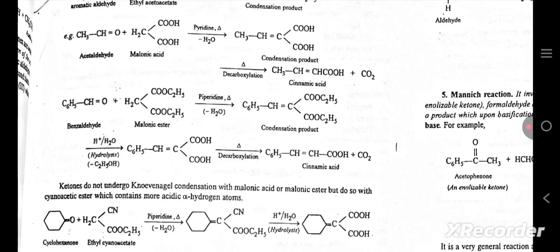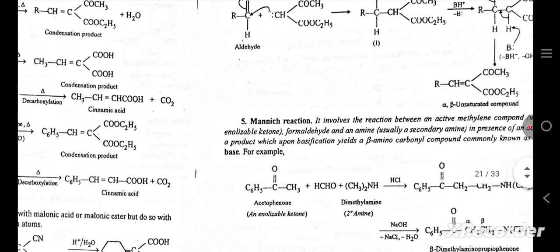Ketones do not undergo Knoevenagel condensation with malonic acid or malonic ester but do so with cyanoacetic ester, which contains more acidic alpha hydrogen atoms.